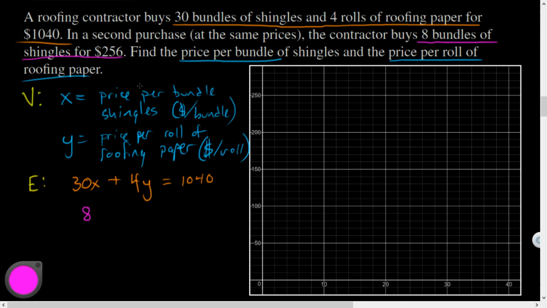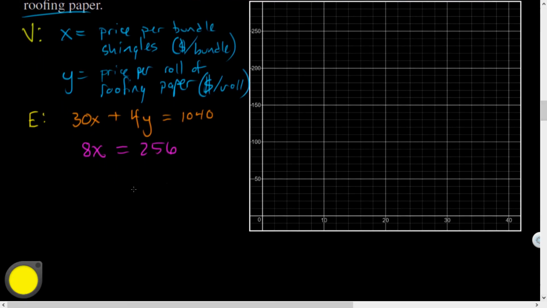It's going to be the same price. And what is that price? That price is X. So 8X equals, and how much does it cost for 8 bundles of shingles? 256. So guys, these are our 2 equations. The way we're going to solve this is by graphing both of them.